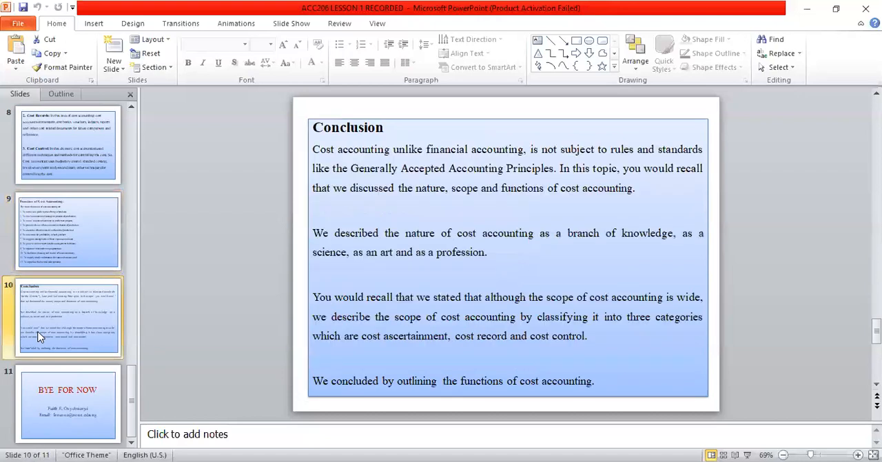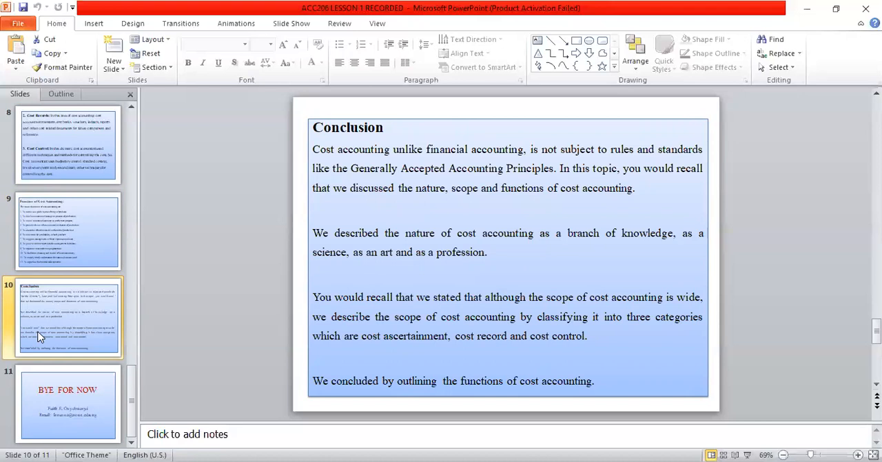Now, by this, we can conclude this first lesson. Like I have told you, cost accounting is not like financial accounting because they are not subject to rules and standards like the generally accepted accounting principles, GAAP. But in cost accounting, we have looked at the nature of cost accounting, the scope, the functions of cost accounting.